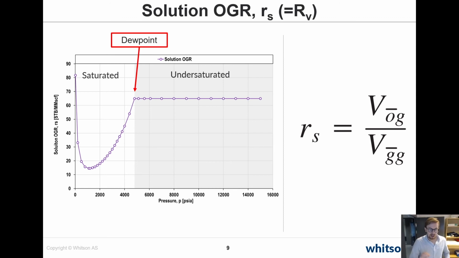Yet again, we see that above the dew point, the composition is constant, so the solution OGR should also be constant. That's what we see here. Then as we drop below the saturation pressure, the OGR decreases until a particular minimum at a very low pressure before it starts to go up again. Why this is happening is something we're going to discuss in the course, and we'll leave it because it's a little bit complicated to cover here. But in general, you should know that this is the general shape of that curve when you decrease pressure below the saturation pressure.